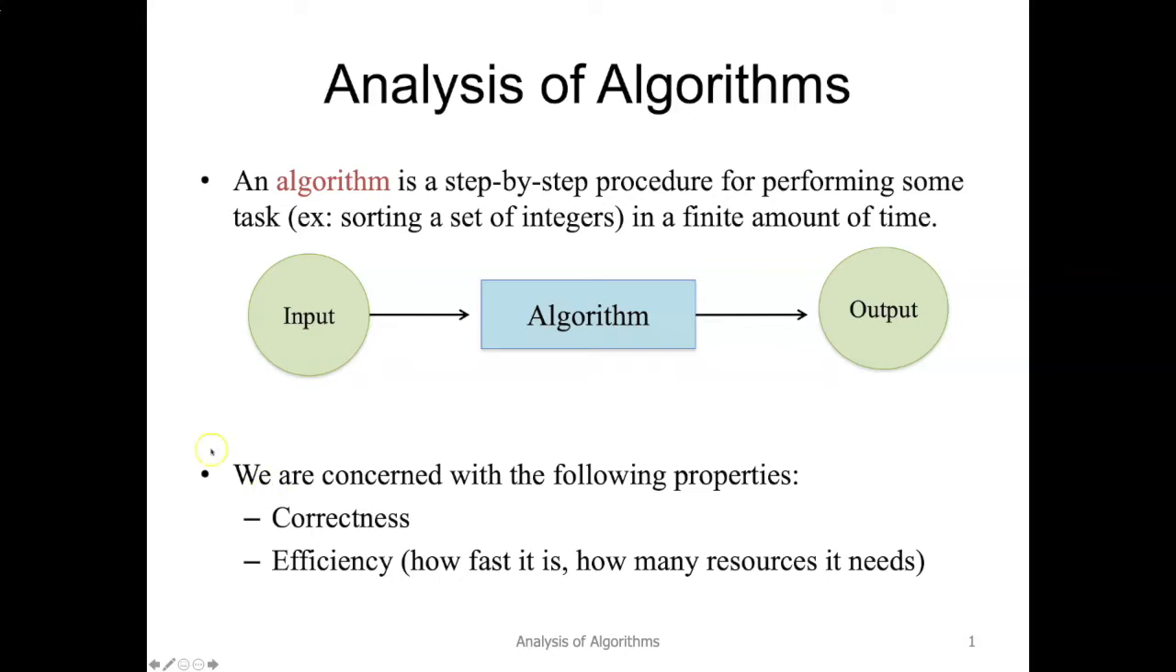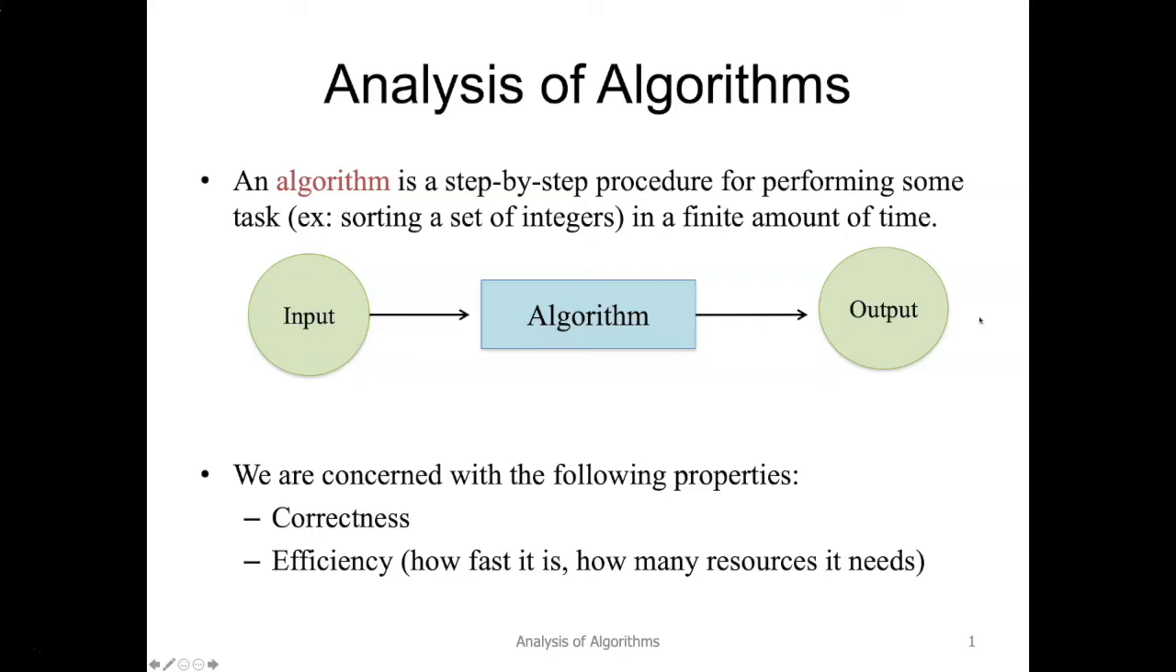So what is an algorithm really? This is just a step-by-step procedure in order to perform some task in a finite amount of time. So we have some input, which is provided to our algorithm. So in the case of sorting integers, this could just be a list of unordered integers. Our algorithm performs some steps and then produces an output. So sorted integers, for example.